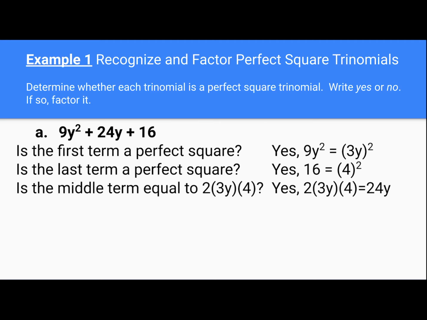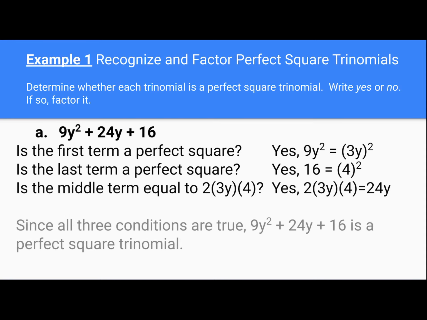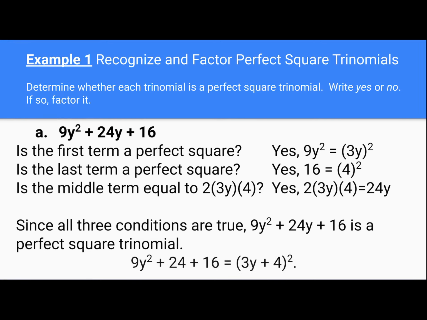So I remember it's going to be the quantity of a plus b squared. So my a is 3y, my b is 4. So this is going to be 3y plus 4 squared. So that's why it's super important to recognize perfect square trinomials. It saves you a lot of work.